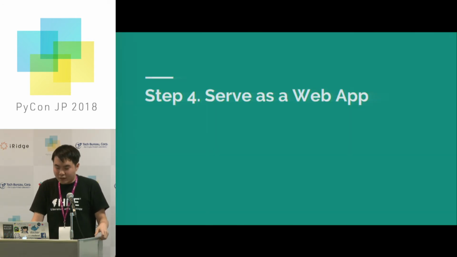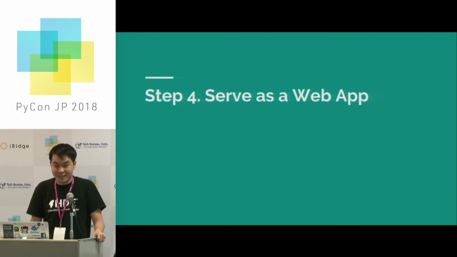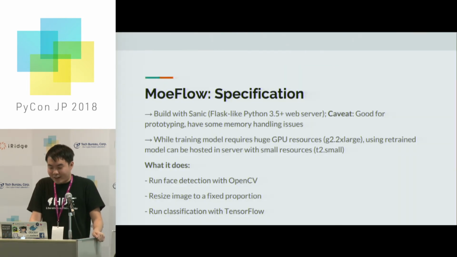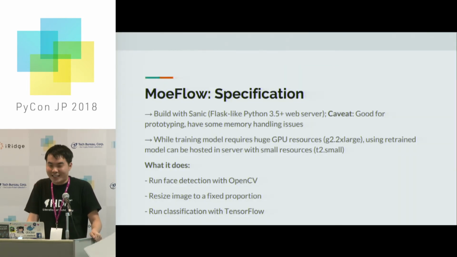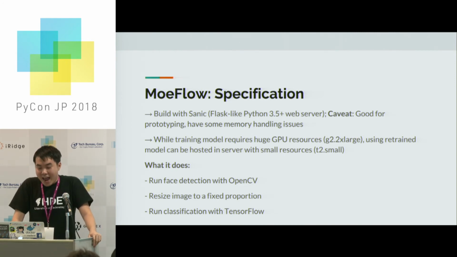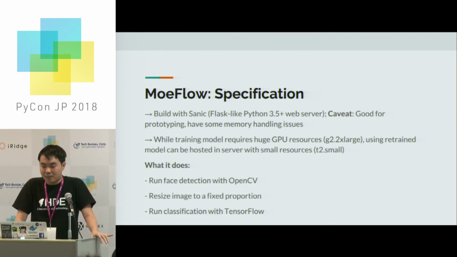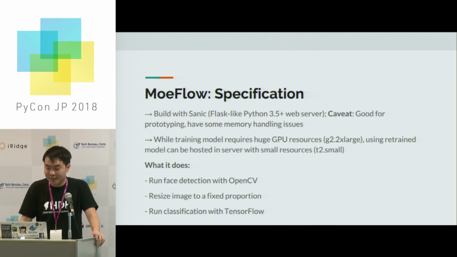And now, after doing these things, we got the model. We want to serve it as a web app. And by the way, I did this around December last year. So I created an application called MoeFlow. Actually, it's the name from TensorFlow. Skip the tensor, add the Moe inside it. And this is actually built with Sanic. Back then, I didn't know that Sanic has a problem. But okay, anyway, Sanic is good for prototyping. But if you want to use Sanic in production, be careful. It has some memory handling issues. I just found out about it several months ago.